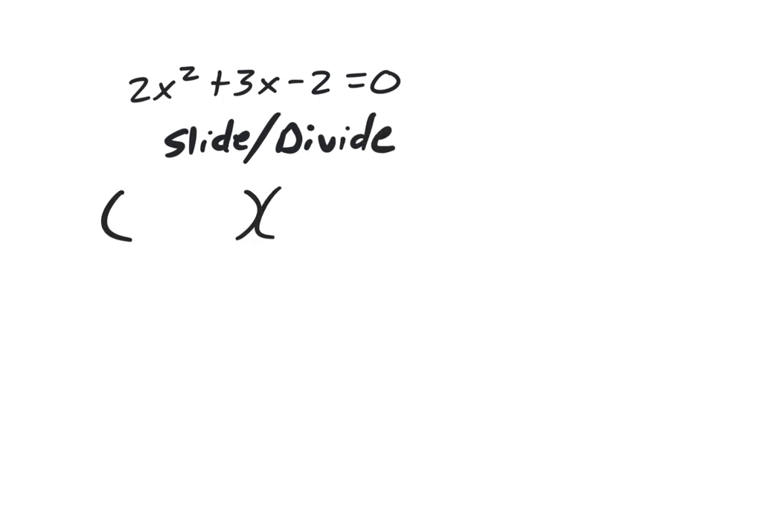Okay, so it's still going to be 2 parentheses. My product is going to be -4, and my sum would be 3. So I've got to find 2 numbers that multiply to get -4 and add to get 3.